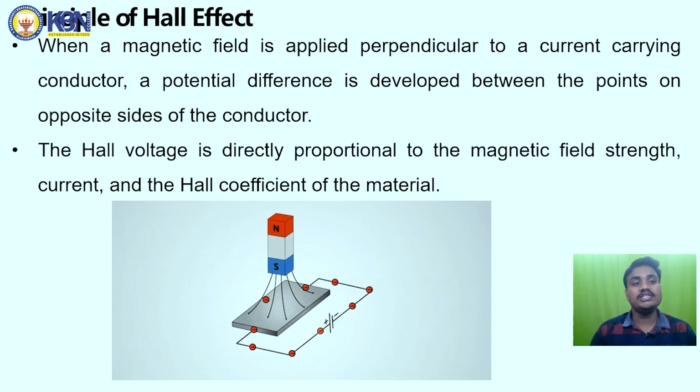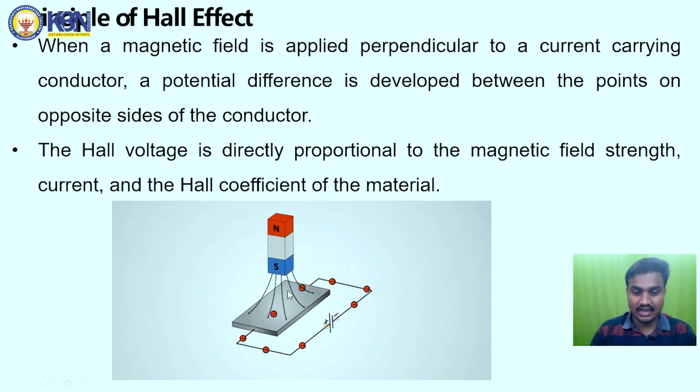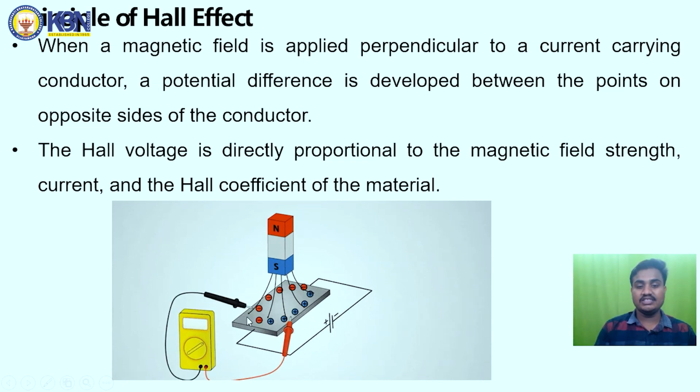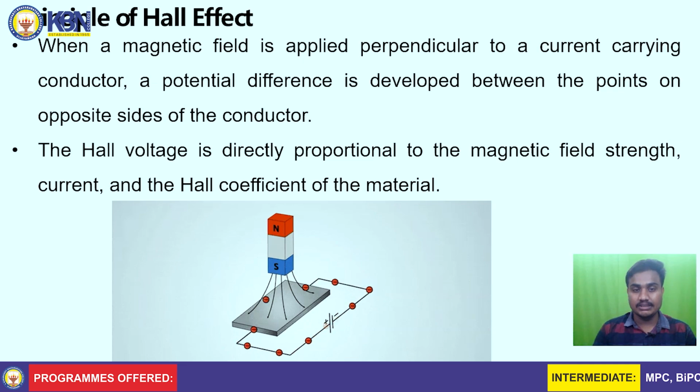Now coming to the principle of Hall effect. You can see in this diagram, when the magnetic field is applied perpendicular to the current carrying conductor, a potential difference is developed between the points on the opposite sides of the conductor, in the perpendicular direction. You can see by using this multimeter you can measure the potential difference. This is called the principle of Hall effect.